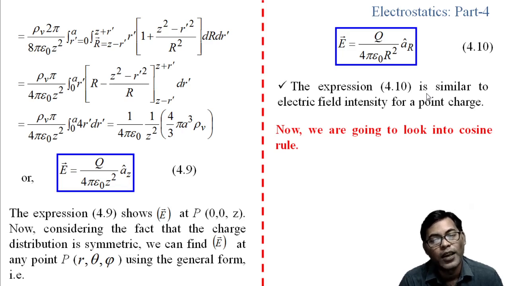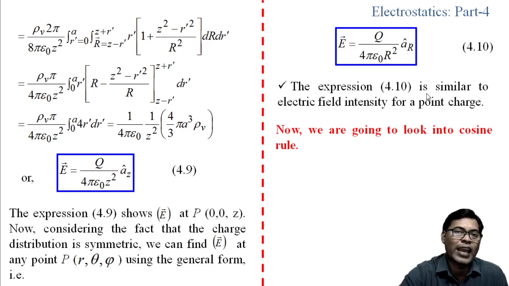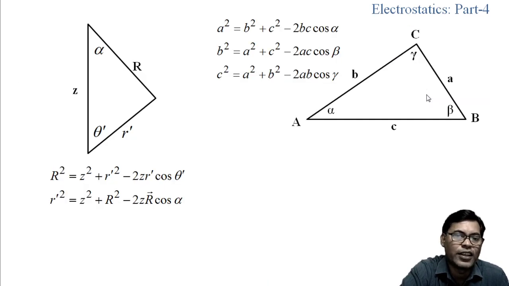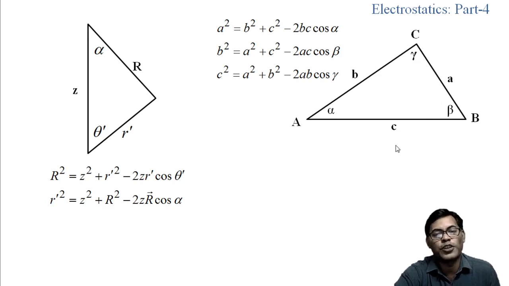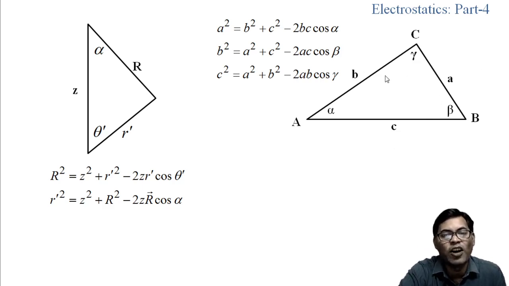As we have seen, 4.10 is similar to the electric field intensity for a point charge. Now we are going to look into the cosine rule, a very simple rule to calculate the length of one side of a triangle if the angle and the lengths of the other two sides are given. Here you can see the triangle ABC. In this triangle, small a, small b, small c represent the lengths of the three sides, and alpha, beta and gamma represent the angles of this triangle.